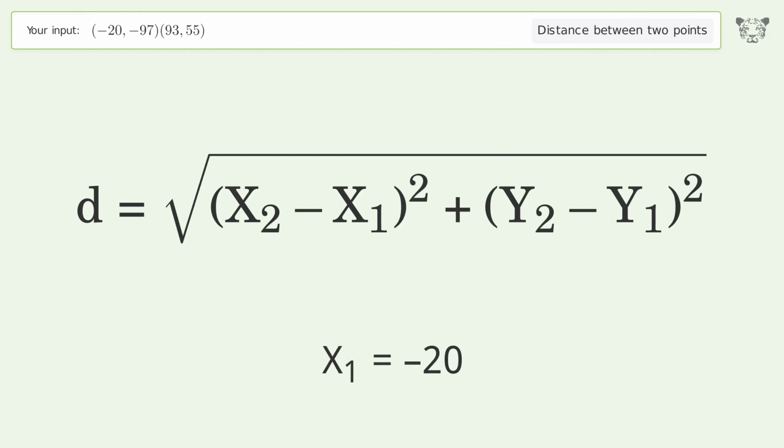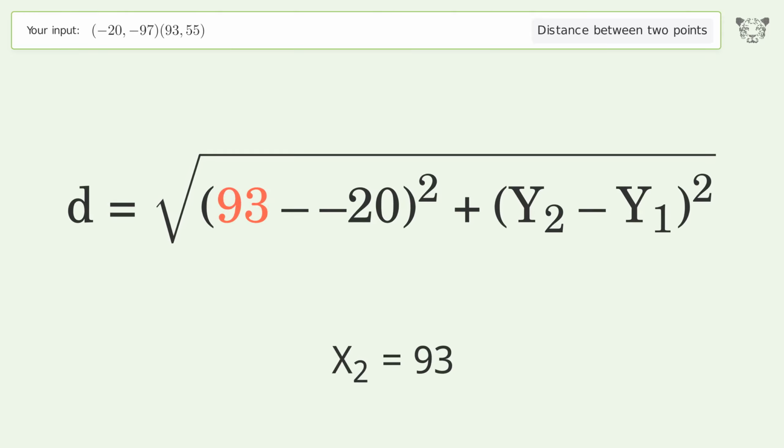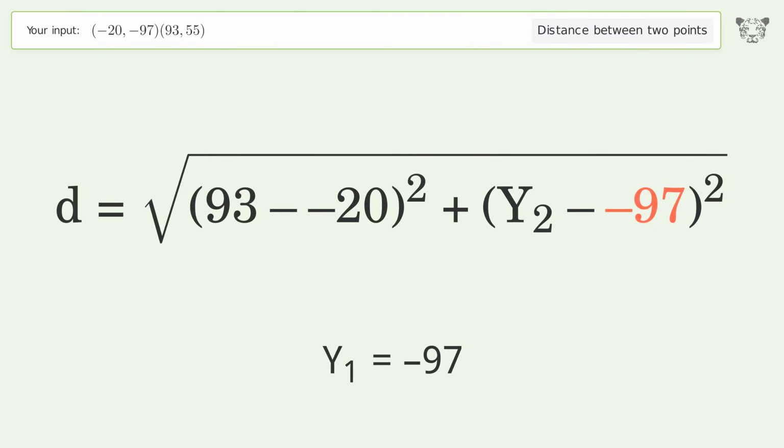x1 equals -20. x2 equals 93. y1 equals -97. y2 equals 55.